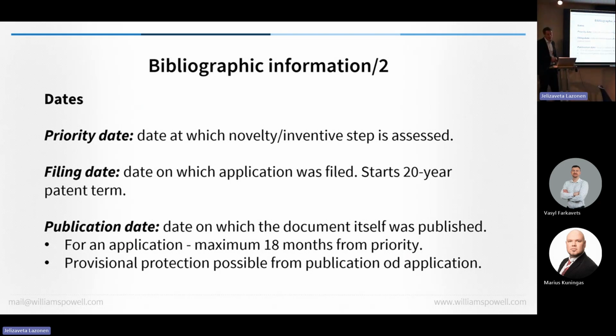And then the publication date is another one to look out for. This is something that we'll see on patent applications, and it's the date on which the document itself was published, made available to the public. As we've discussed, for an application, the maximum period after which an application will be published is 18 months from that earliest priority date. Sorry, I just spotted a typo in my slide, but it's worth bearing this in mind because it's possible that there's provisional protection that arises from the date of publication of a patent application.